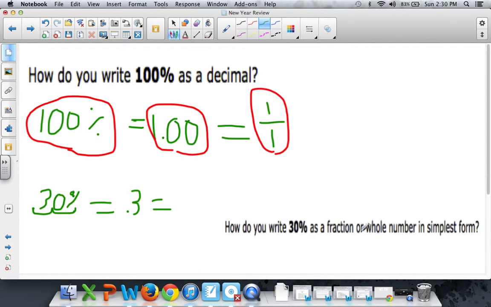But we need to turn this into a fraction. That's not so hard when we have 0.3 right there staring at us, because tenths, 0.1, 0.2, 0.3, all they are is that number over 10. If it was 0.4 for some reason, it'd simply be 4 over 10.